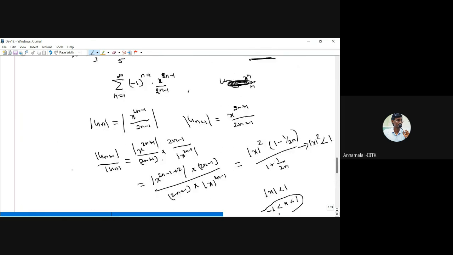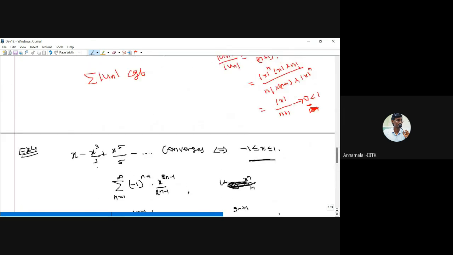Therefore, now we have proved that this converges if and only if x lies between -1 and +1.